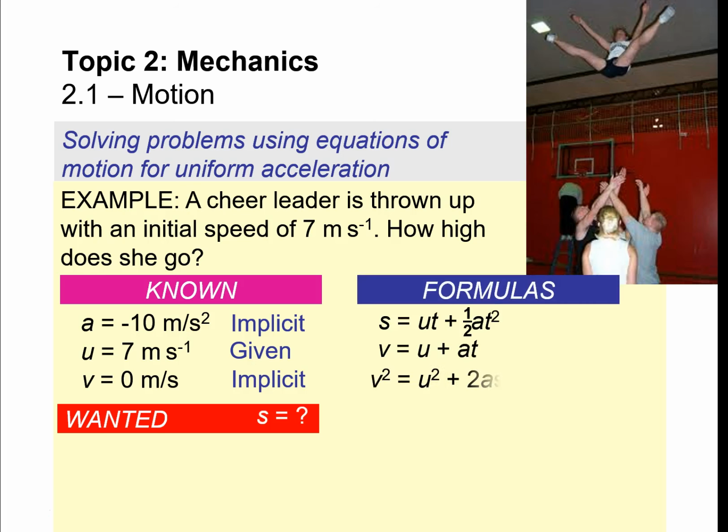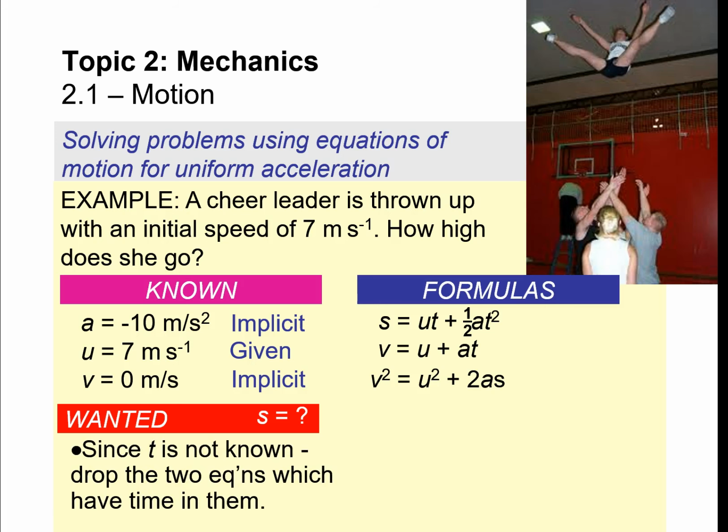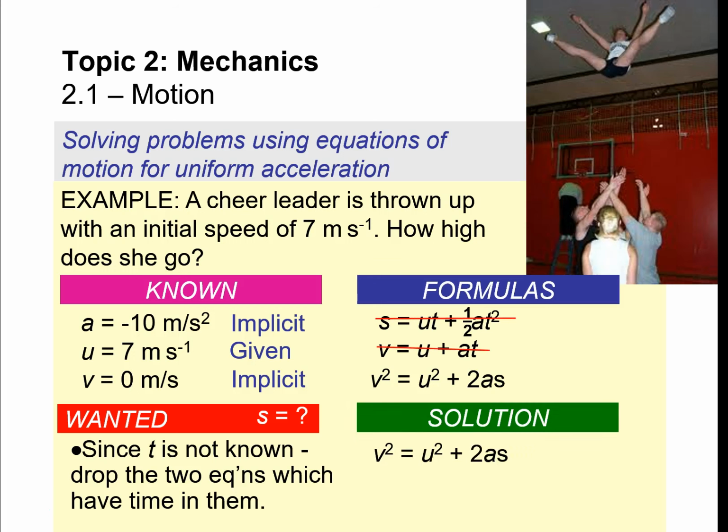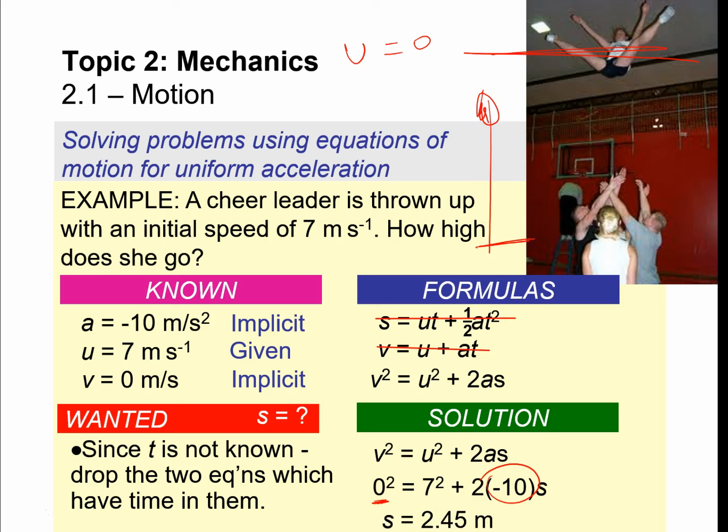We have 3 equations, and now let's see which equation we should choose. I don't know time, so I should drop the 2 equations that need time, and Torricelli's equation can be a good solution for us. So now just plug and chug. Notice that I'm plugging 0 for the final velocity because at the highest point, her velocity is going to be 0. I'm also using negative 10 for the acceleration due to gravity. So that means that Tim is still, as he implied at the beginning, selecting positive up. And then her maximum height becomes 2.45 meters.